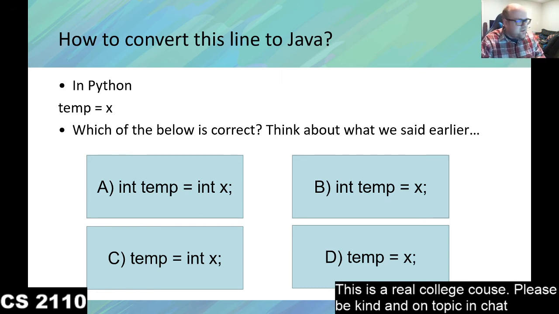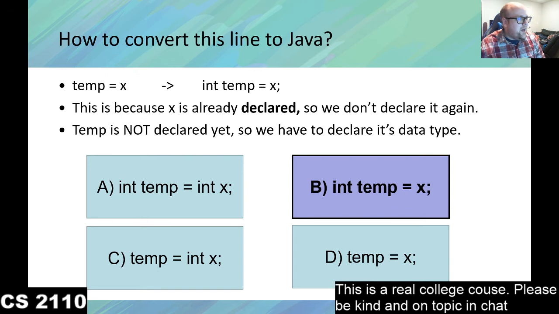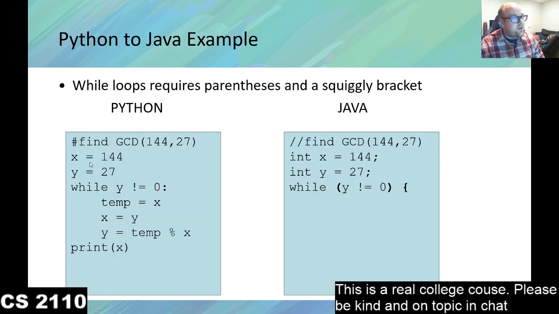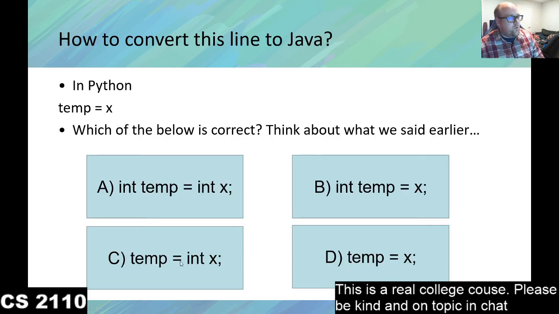That's what I wanted. I did see a C in there, and you actually do have the right idea. You do need to say int once, but I want to clarify why the answer is B. Temp is the variable that's not declared yet. Notice we don't have a temp defined. We do, however, have an x defined. We've said int x, so we've defined x, so we wouldn't say int x again. Temp is a new variable we're creating, and so we're going to say int temp equals x.